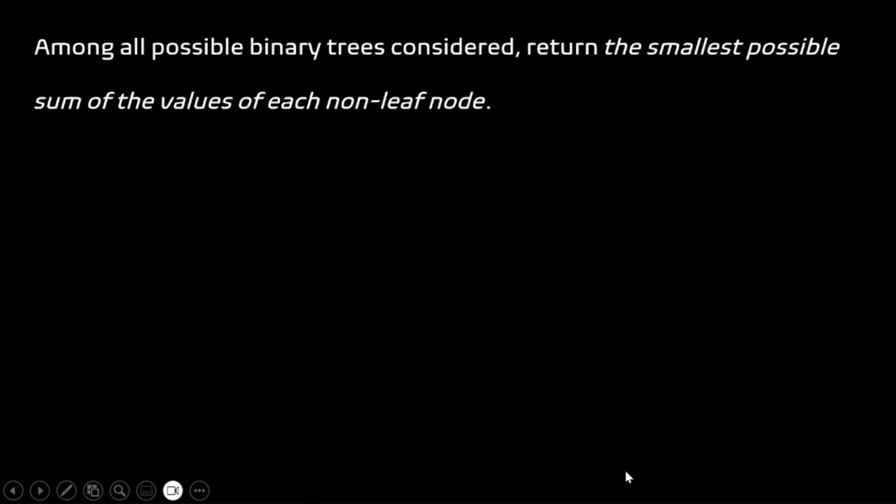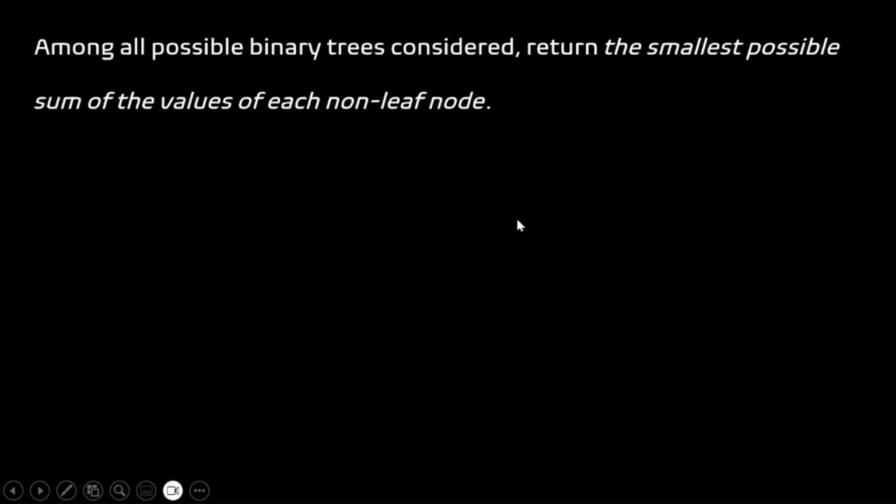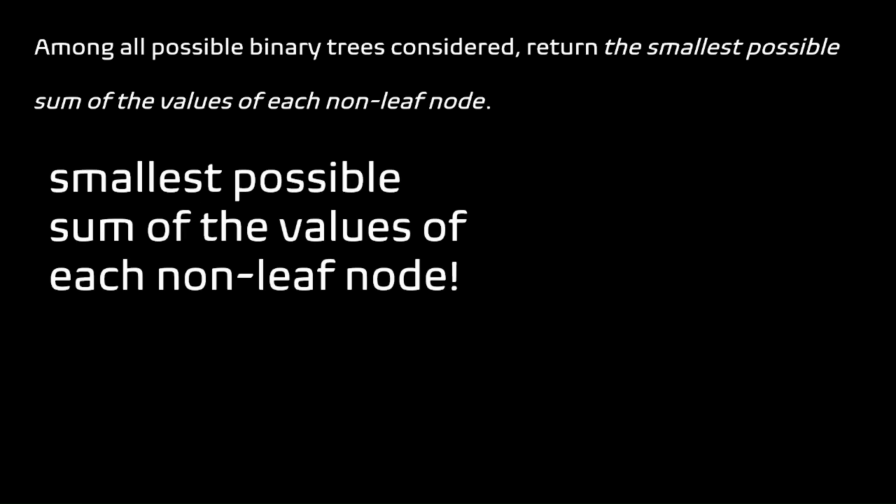Now, among all possible binary trees considered, return the smallest possible sum of the values of each non-leaf node. So as I said, this is one of the binary tree permutations that we can form using this array, right? And what are we told to find? We are told to find the sum of these non-leaf nodes, okay? And that too the smallest possible sum of values of each non-leaf node.